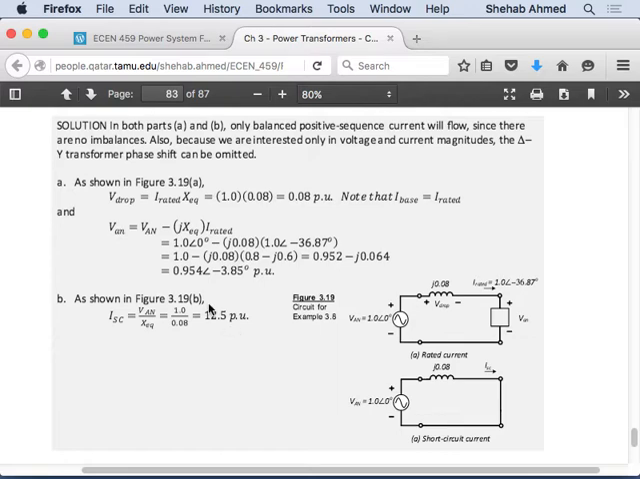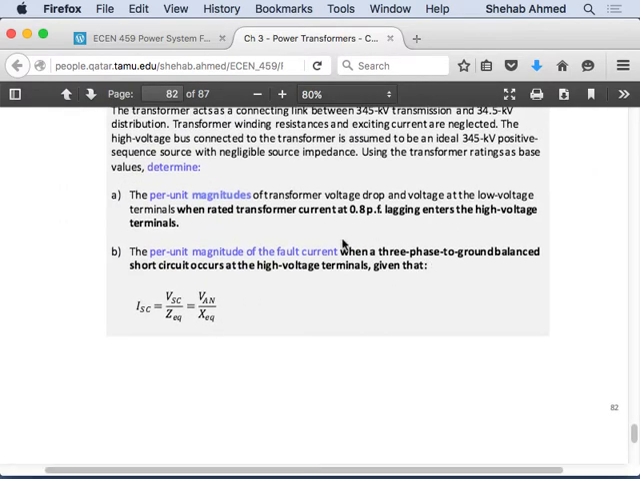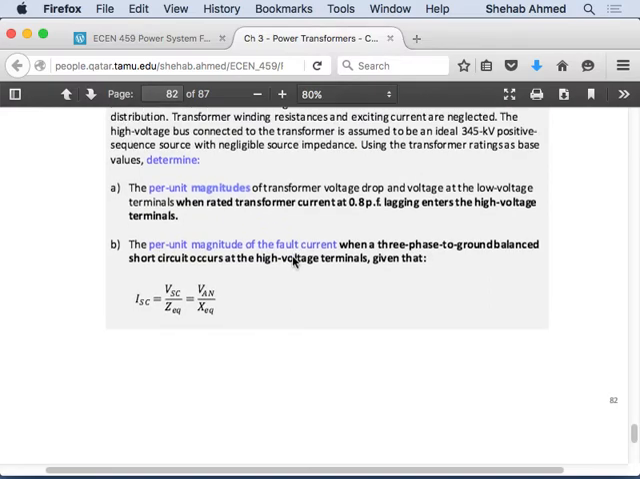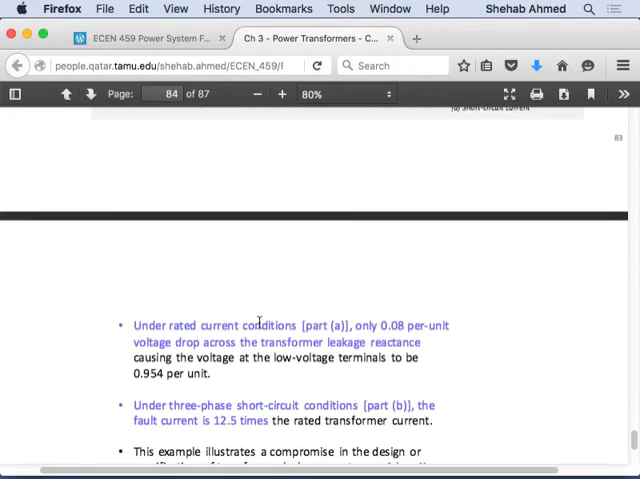Right? And they asked only for magnitude. They specifically asked for magnitude here, in both. Per unit magnitude of the fault current, right? So only magnitudes were asked for. And we see here that it's a huge jump from 1 per unit in this case to 12.5 per unit, right? This is the fact that you have a short circuit across the transformer's secondary or primary in this case. Are there any questions on this? Just another example on what we've been doing.